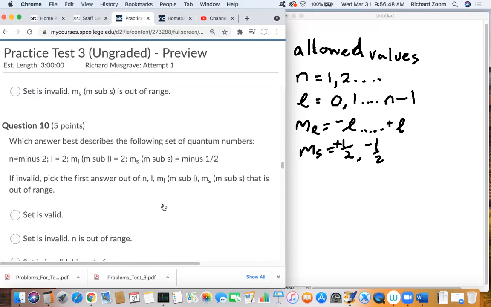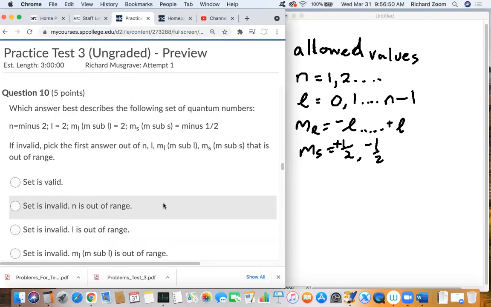Okay. Number 10, well, N is -2. That immediately means it's out of range. You just need the first one. Once the first one's out of range, then it's all invalid. All right, does anybody have any questions about 7 through 10?